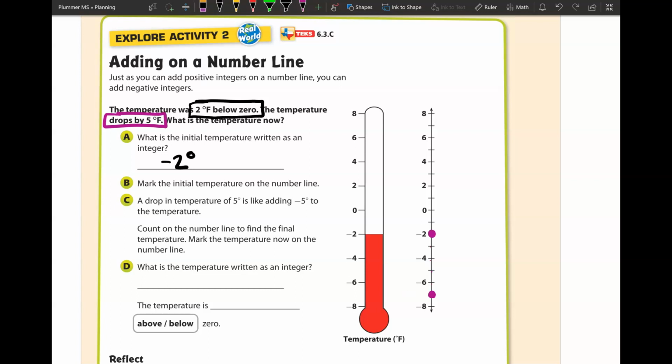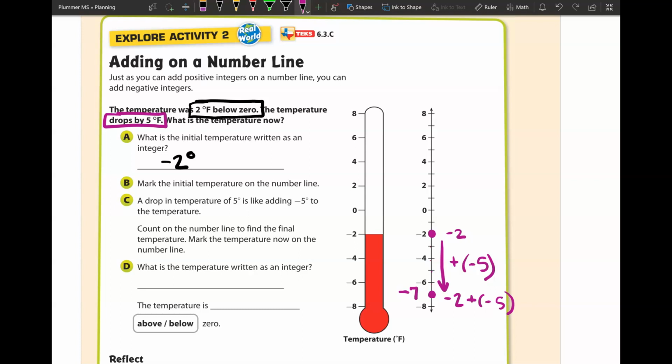So now I'm here. So I went from negative 2 and I dropped 5, plus negative 5 degrees. So now I have negative 2 plus negative 5. And on my number line, this number is represented by negative 7 because what integer is in between negative 6 and negative 8? Negative 7. So it's a whole integer. Integers, remember, are whole numbers. They don't have any decimals or fractions.